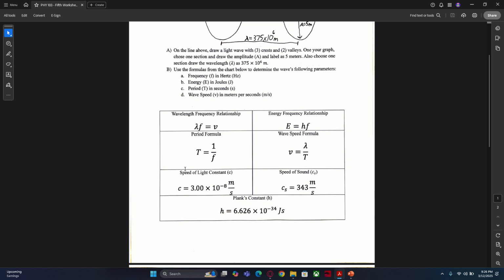As far as our speeds for different types of waves, we have the speed of light constant c, where c equals 3 times 10 to the 8th. That is a typo on the chart; it should be times 10 to the 8th.